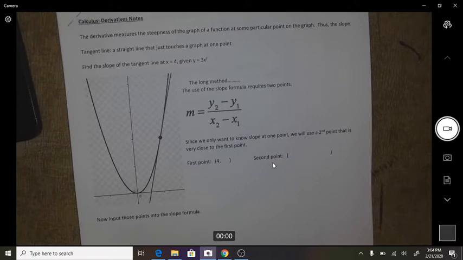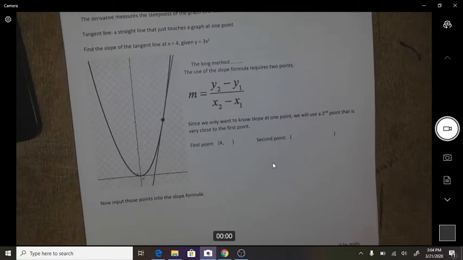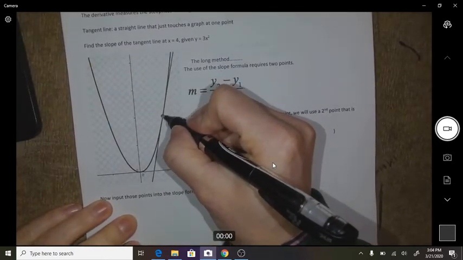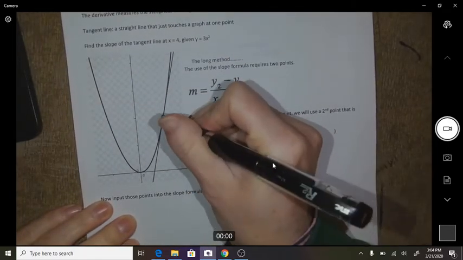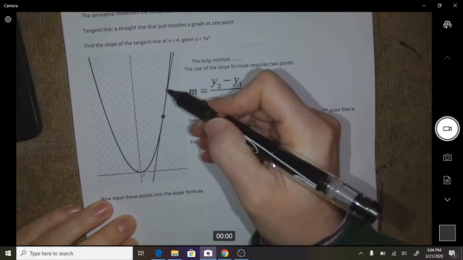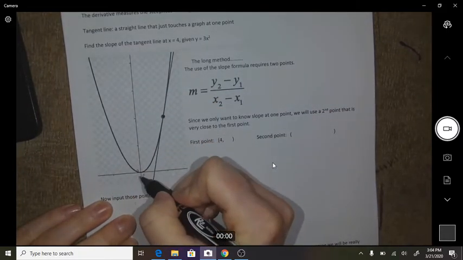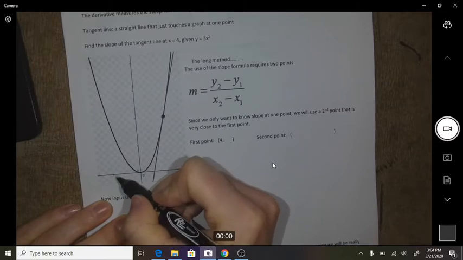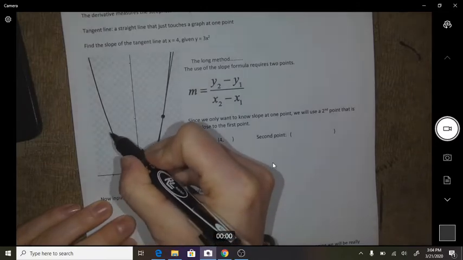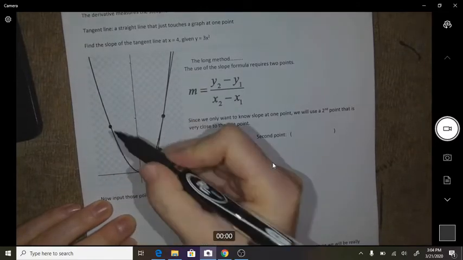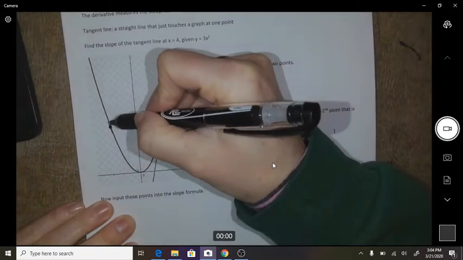A tangent line is a straight line that only touches at one point on a graph. Okay, so you can see here, if I want the slope specifically right here, that's the tangent line. You can see if I wanted the slope at -1, I would put a point there, and this would be the slope.